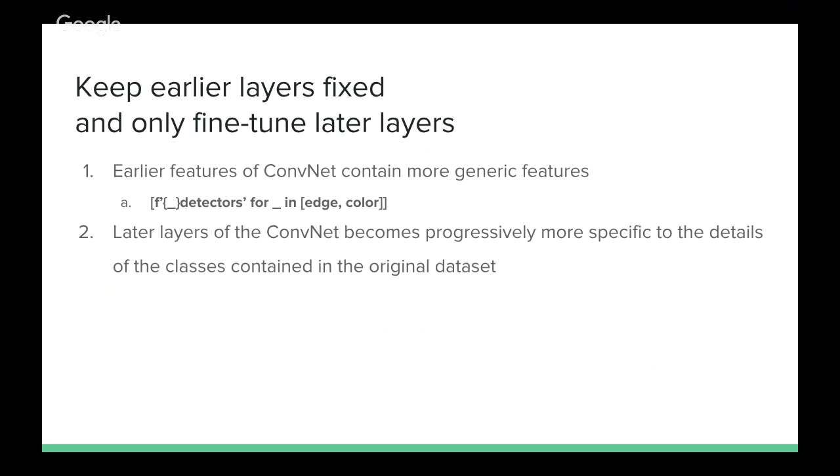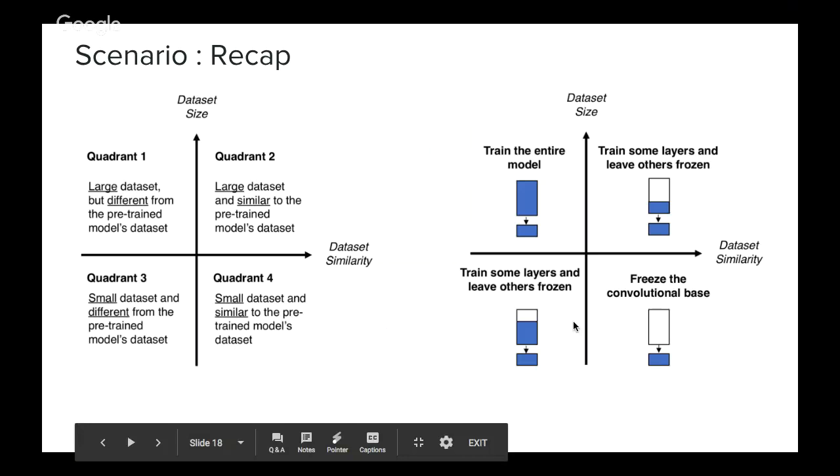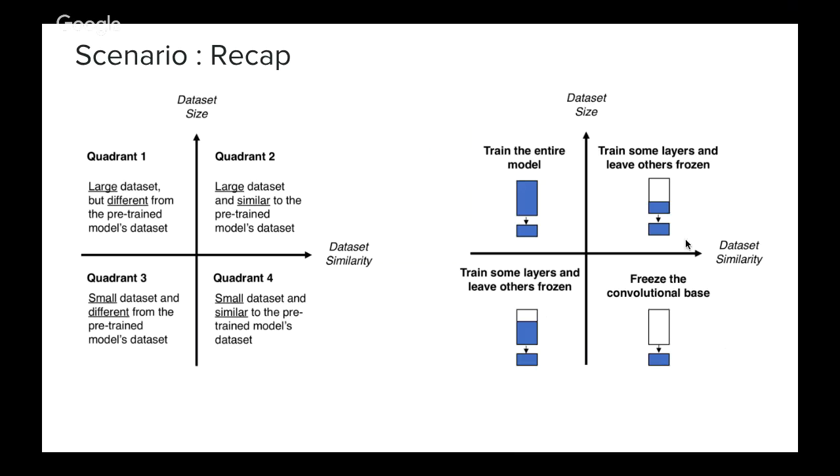So let's see. Okay, so this is kind of like a rule that says, when do you want to do that? So here the data set similarity versus the data set size. This is the target data set, right? Yeah. So if the data set is really, really big, and there's no similarity, then you need to do the upper left-hand quadrant, right? Yes. Because you have no choice but to retrain the entire network.